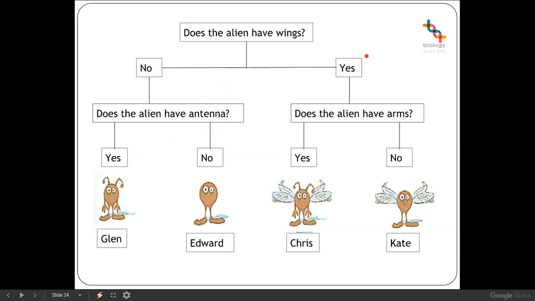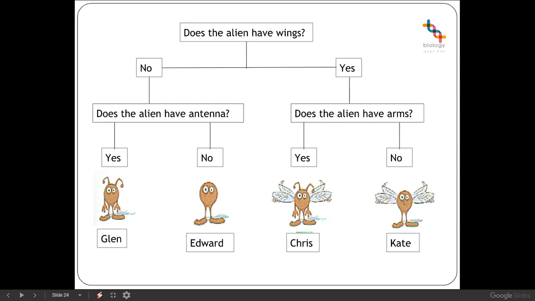On the yes side, I decided to separate them by whether or not they had arms. So if that was a yes, it was Chris, and if it was a no, it was Kate. So it would actually have been absolutely reasonable for you to start with, does the alien have arms, and separate them out that way, or does the alien have antenna, and separate them out that way. So it really does depend on which one you decided to pick first of all.